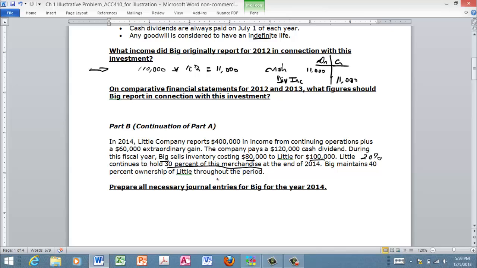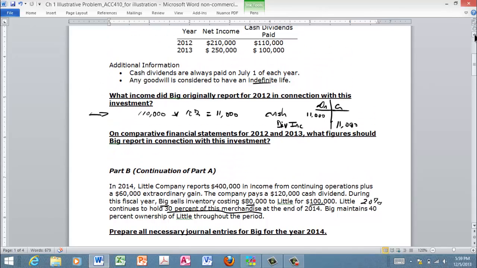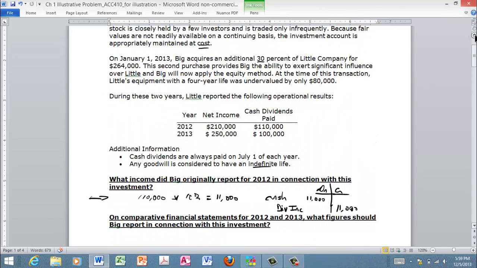Okay, now, so what are the journal entries that they make? This is for the second part here, part B. They're saying what entries would you make for 2014? So there's a lot ahead of us here, but let's just talk about what we've got to do in 2012 and 2013.